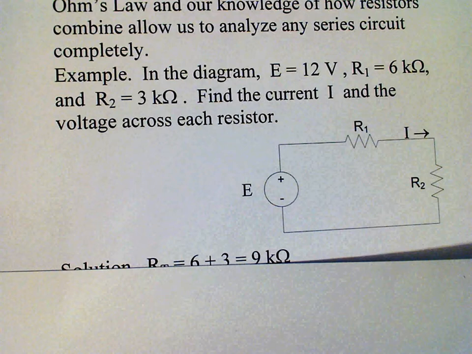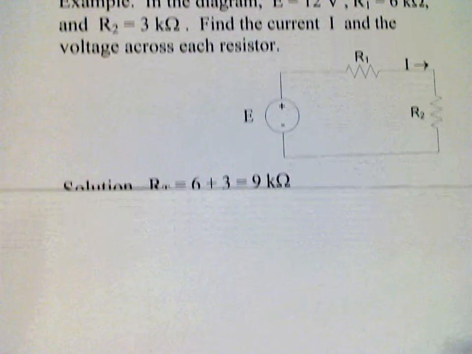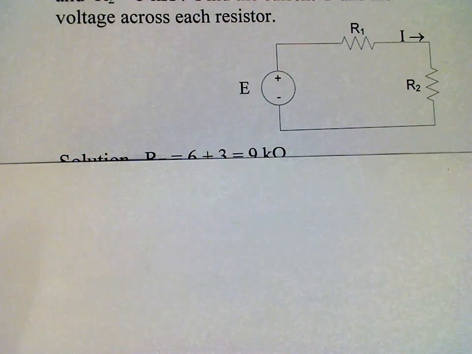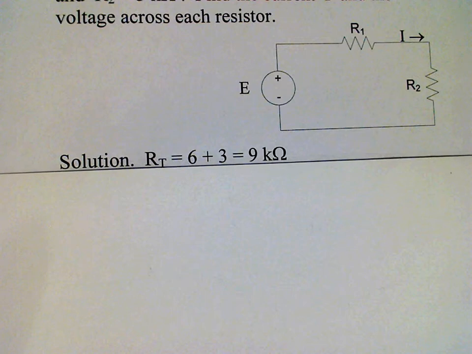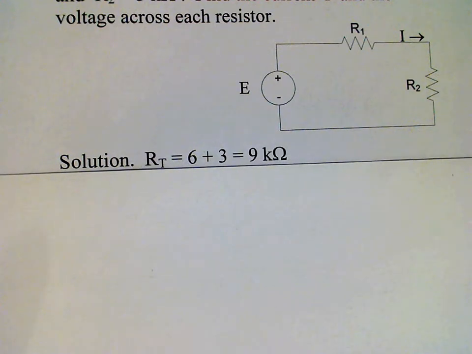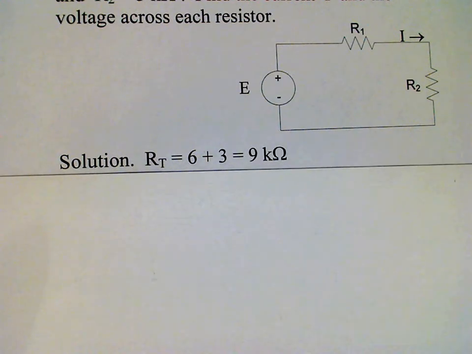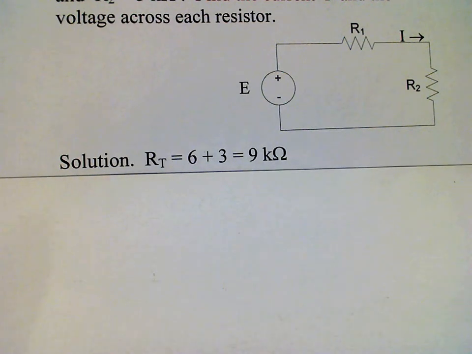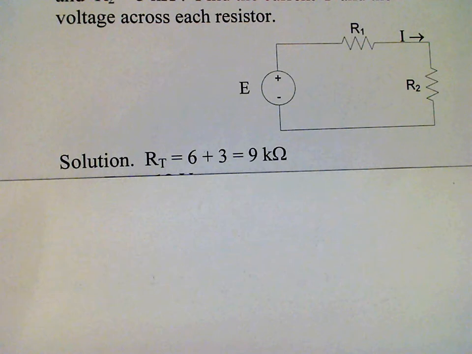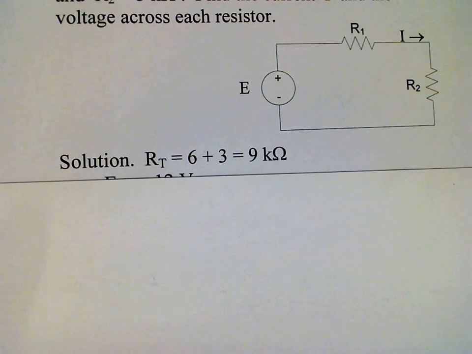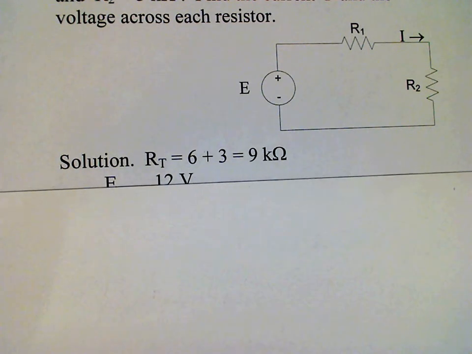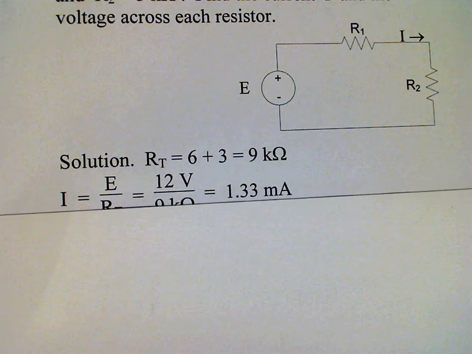Okay, so the solution here is given in the notes, so I'll just go through it. First thing we're going to do is find the equivalent resistance for that pair of resistors hooked in series. Because they're hooked in series, all we need to do is add the resistance values. We get 9 kiloohms. Next, we apply Ohm's law.